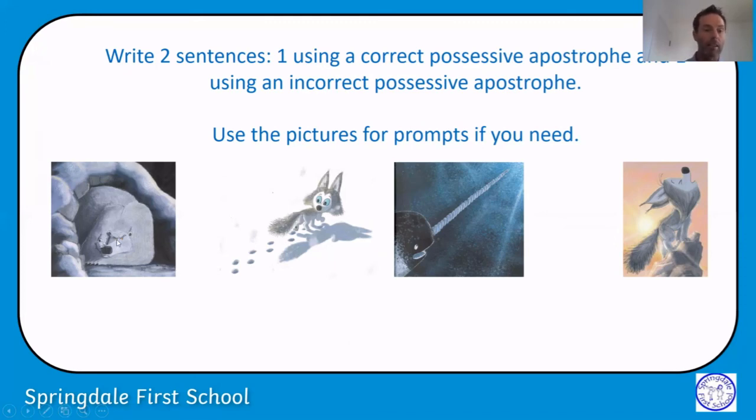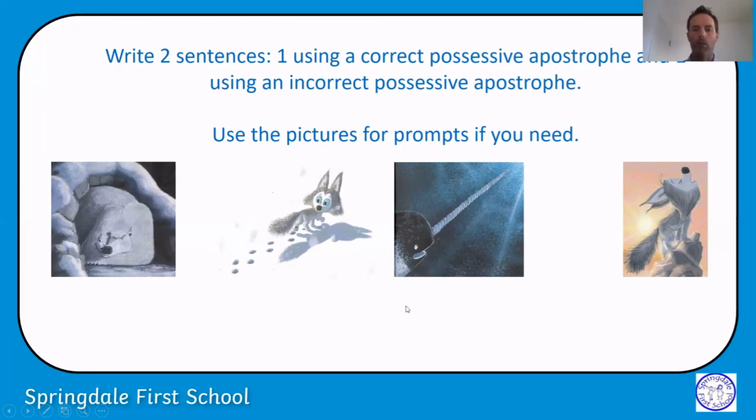So we have the bear's caves and the bear's cubs could be in there. I have Wilf's footprints. Oh, there's a plural, footprints. Well done. The narwhal's tusk. And Wilf's howl. If you want, you can have Wilf's ears. You can have the narwhal's eyes for plurals.